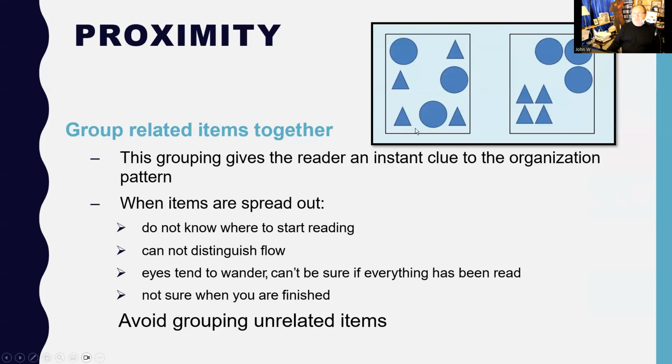Which one is better? Probably this one on the left. Excuse me, the right. I need to write that on my hand. Avoid grouping unrelated items. Of course, if you're doing that for emphasis, like the green tomato was related to the tomatoes because it was a tomato, but it was a different color. So that was for emphasis.